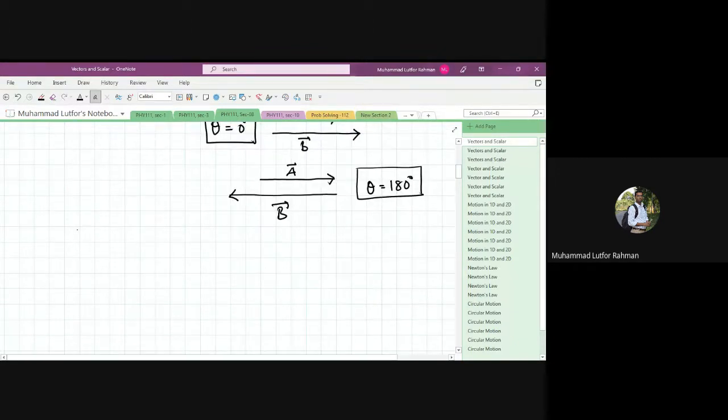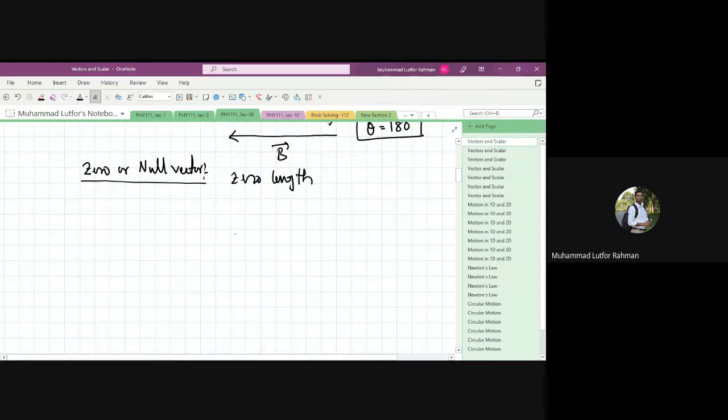There is one more vector we categorize, called the zero or null vector, which basically has a zero length. So say you have a vector A towards that direction, and you have another vector, the vector B, with the same magnitude. Look at this, I try to draw it with the same length as this one.